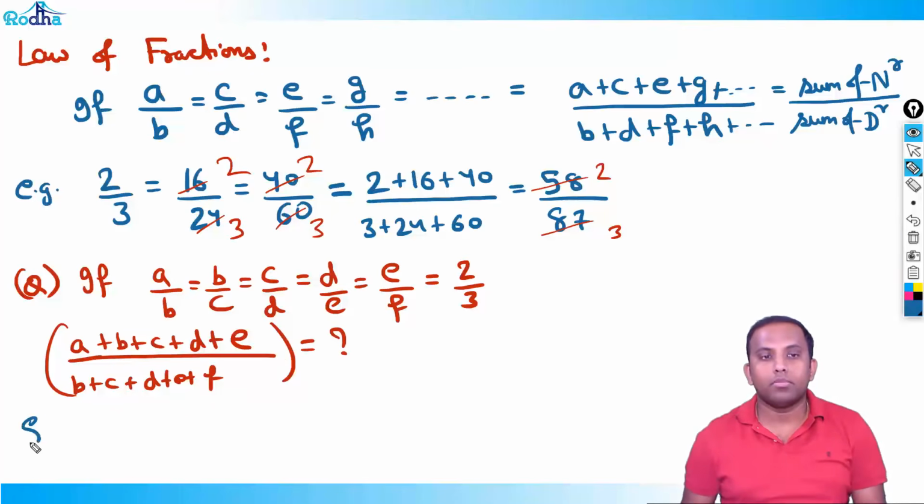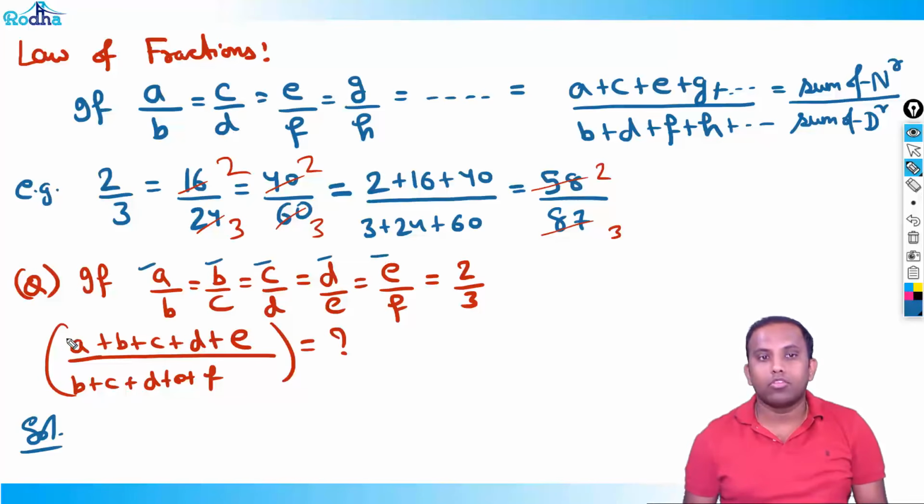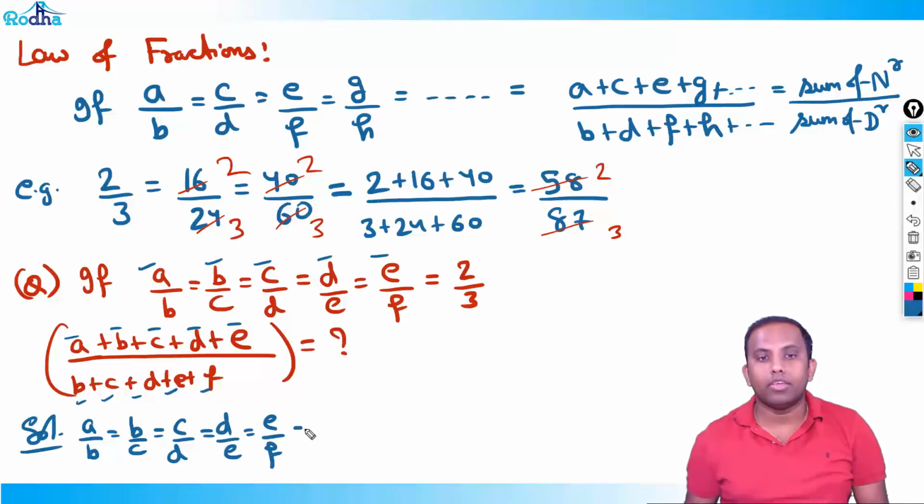We know the concept right now. This has simply been asked: a plus b plus c plus d plus e, so sum of all the numerators upon sum of all the denominators, right? So I know that when the fractions are equal, their sum of numerators upon sum of denominators is equal to them. So I can write that a by b is equal to b by c is equal to c by d is equal to d by e is equal to e by f is equal to a plus b plus c plus d plus e upon b plus c plus d plus e plus f.